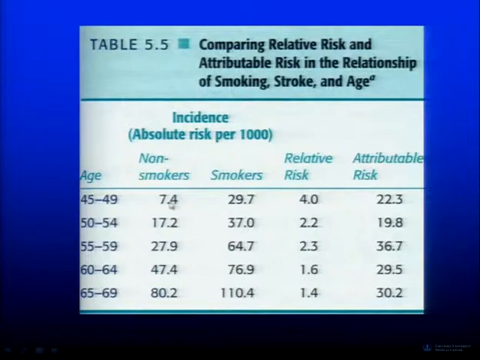Right, so they took 29.7, divided it by 7.4. So the incidence in the exposed divided by the incidence in the unexposed. And how do you get the attributable risk? What do you do with these numbers? You subtract it out. So the incidence in the smokers minus the incidence in the non-smokers. And that's how you get this. So just understand how you can calculate the attributable risk, how you can calculate the relative risk, and these numbers here are just the absolute risk.